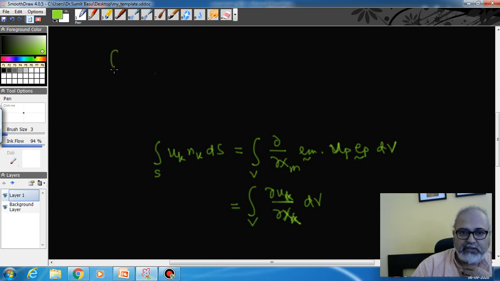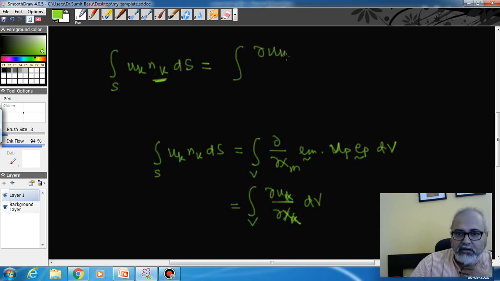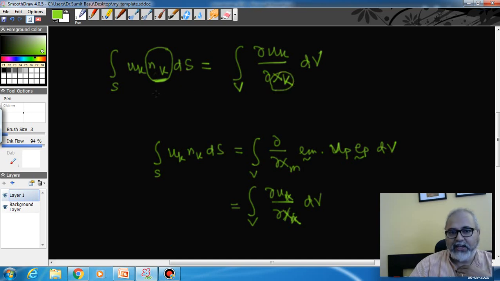so suppose I'm given this. If I'm given this, the quick way to convert it using the Gauss divergence theorem is to look at what is here. Here you have nk, and if you have nk, just bring in xk here. Whatever is the index of the normal, that becomes the index of the del x here, and this is the same as what we showed here, right?